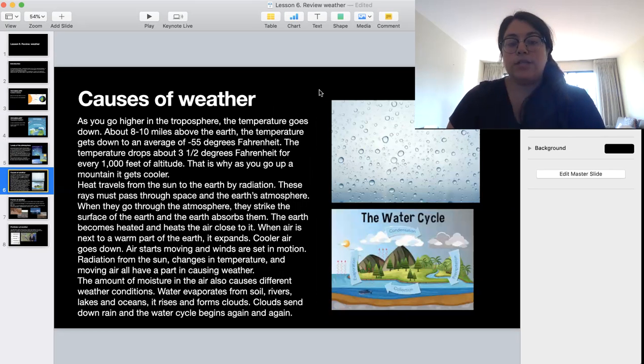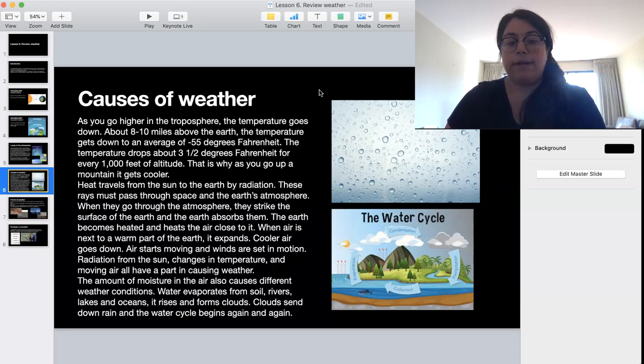Okay, so what causes weather? As you start to go up the atmosphere, the temperature starts to go down. About 8 to 20 miles above Earth, the temperature gets down to an average of minus 55 degrees Fahrenheit.